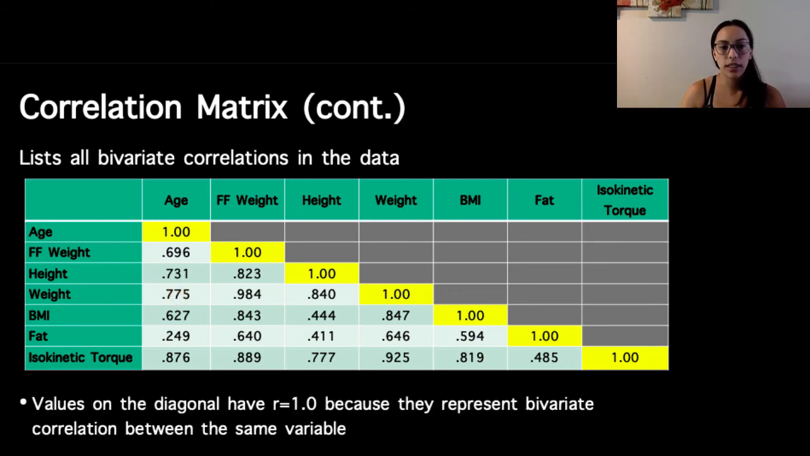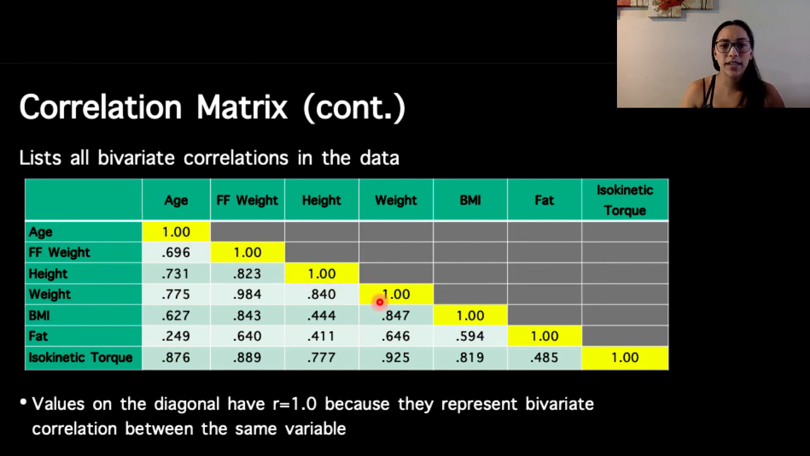Another note on the correlation matrix is that the values on the diagonal have an R of 1 because they represent bivariate correlations between the same variables. So if we're looking at age and age, if we took, theoretically, somebody's age and we plotted it against their age, and we get a point, and we did that for everybody, we would get the exact same increase in y as we do in x. So that's why they're perfect correlations of 1.